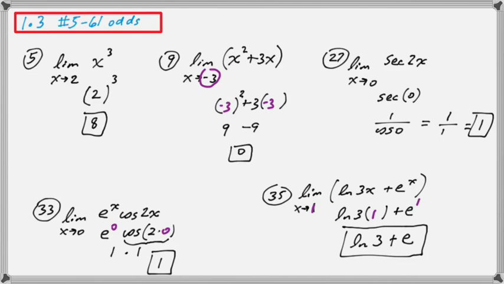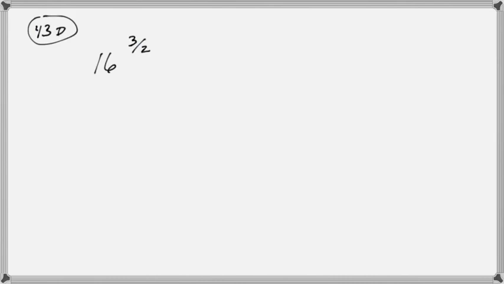All of the ones from 5 to 35 are all just simply direct substitution. Sorry, it is 5 to 81 odds. We're doing 5 to 81 odds. You get to 43, part D, it's going to involve 16 to the 3/2. You have to realize that if you have a fractional exponent, it's always power over root.